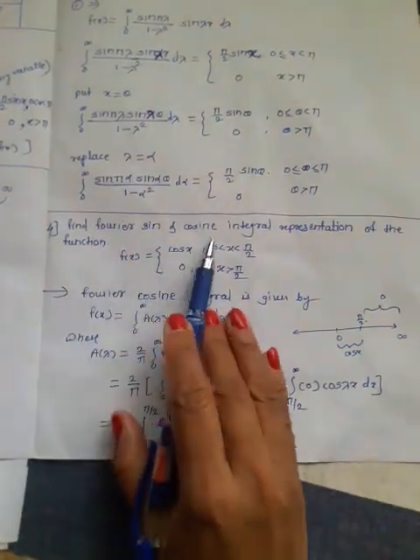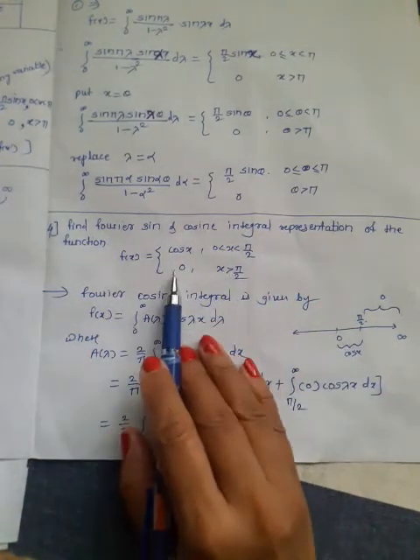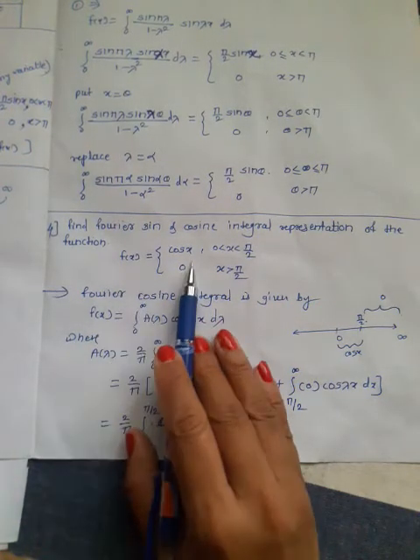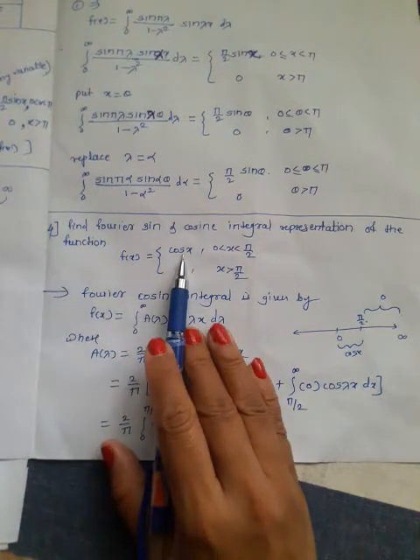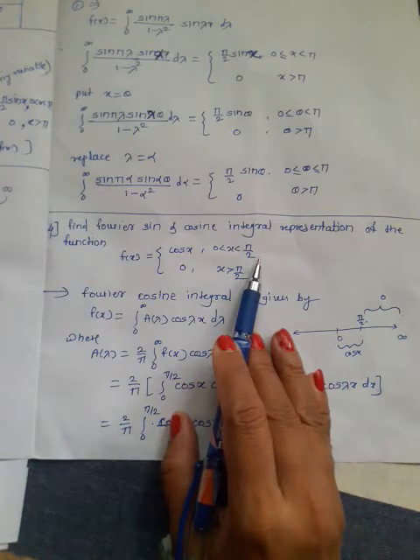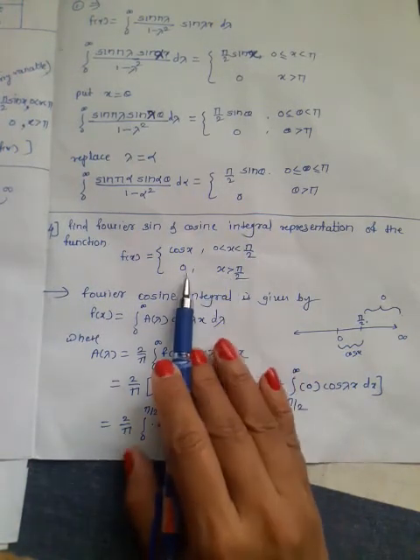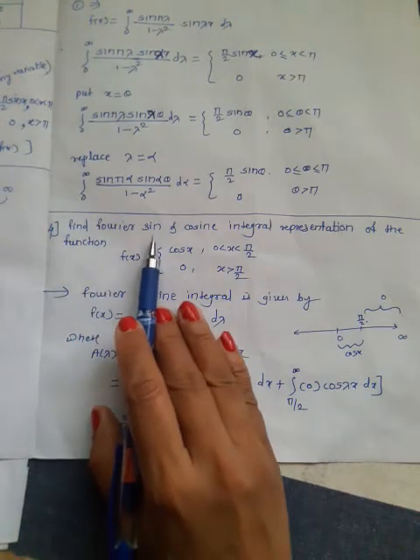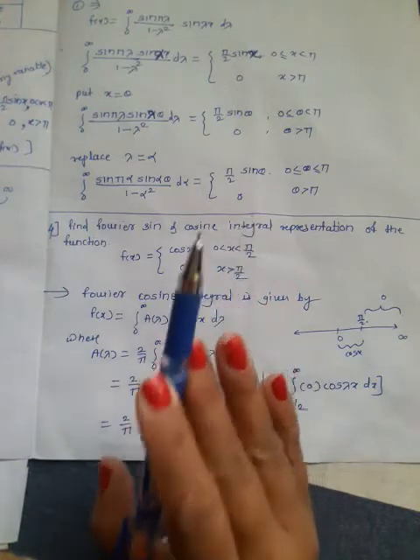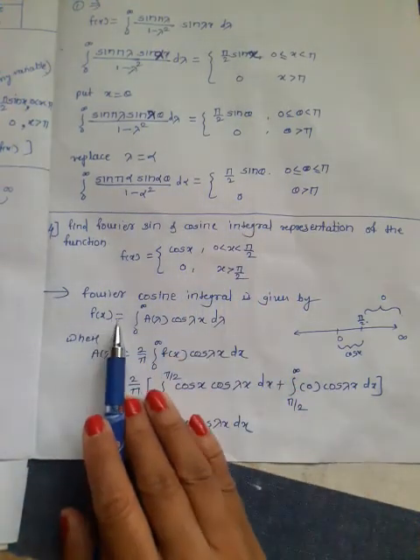Find the Fourier sine and cosine integral representation of the following function. This is a straightforward question where the function is given in the form of intervals, where f(x) is equal to cos x in the interval 0 to pi by 2, and it is 0 for x greater than pi by 2, meaning pi by 2 to infinity. Now we have to calculate both the Fourier sine and cosine integral representation of the function. Now let us first consider cosine.